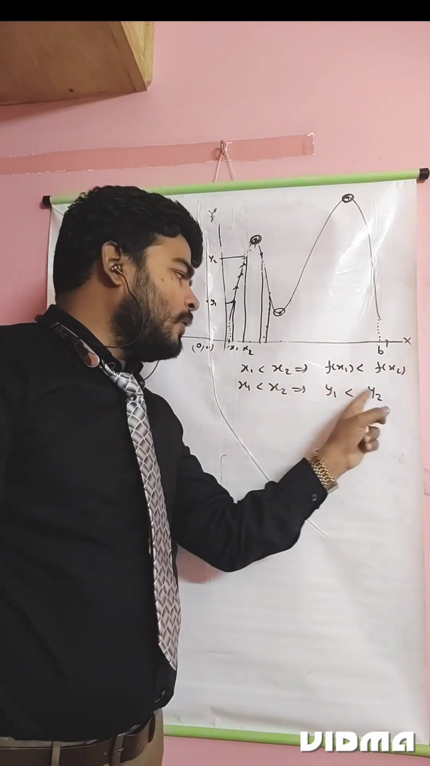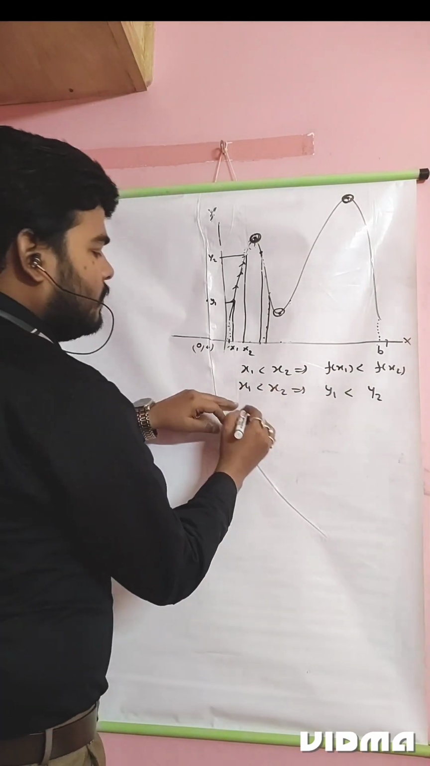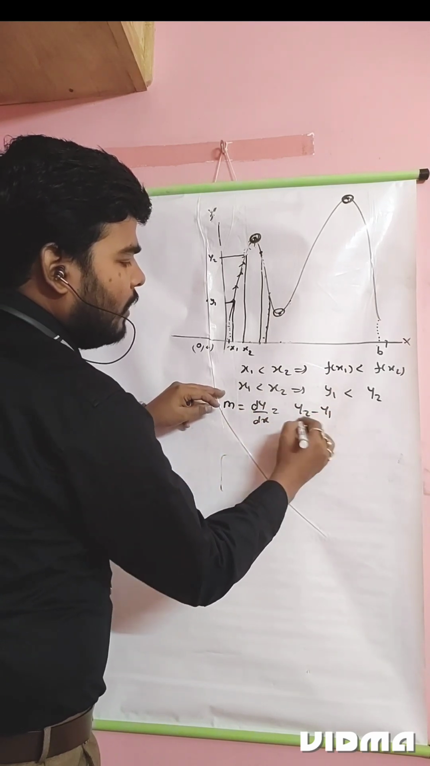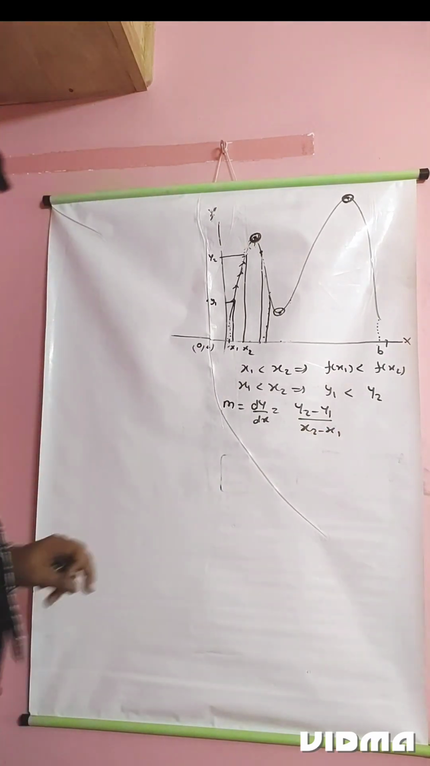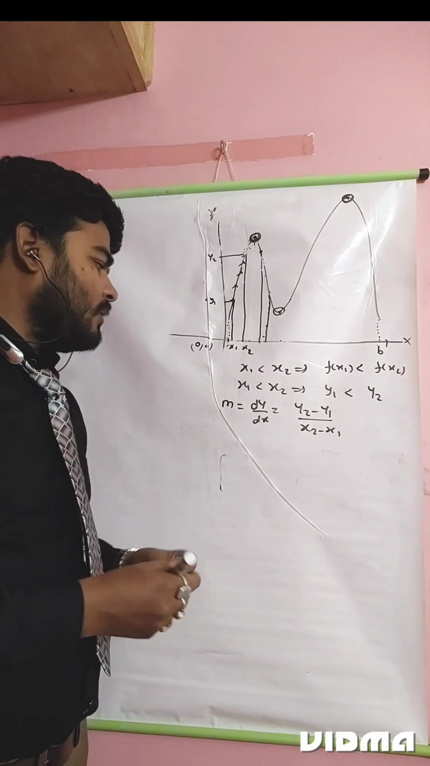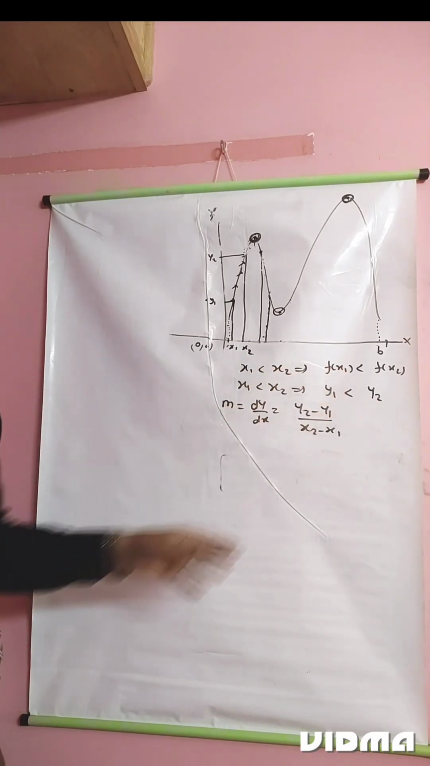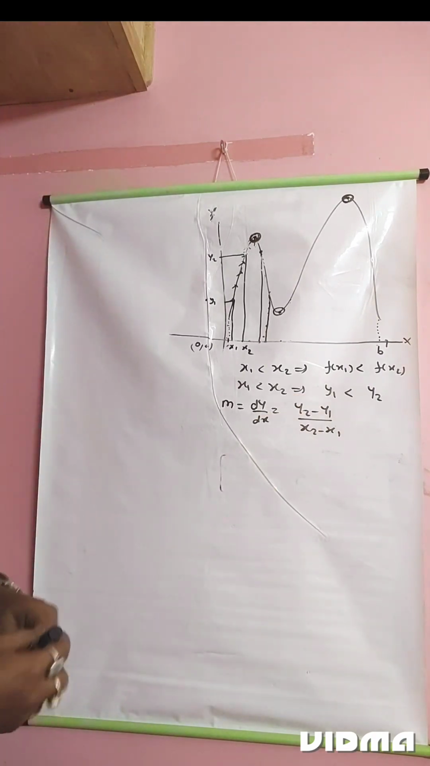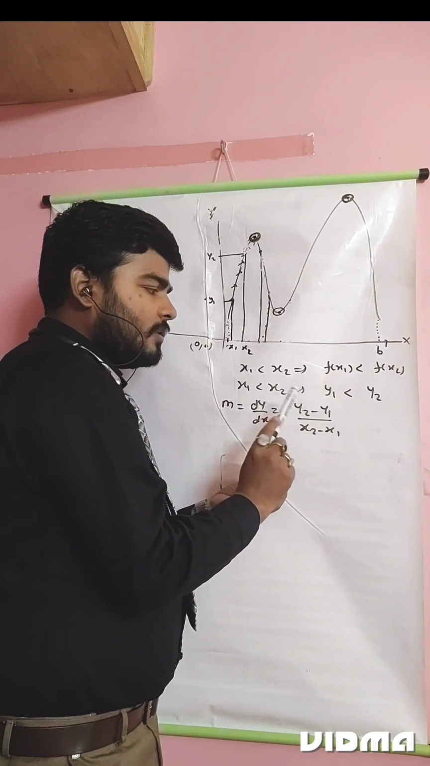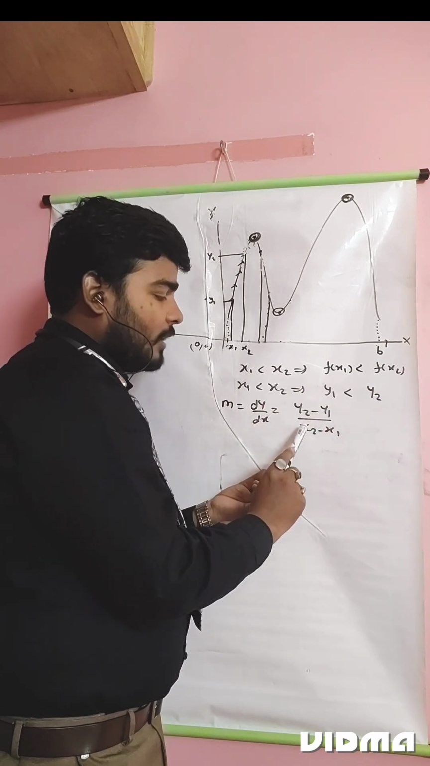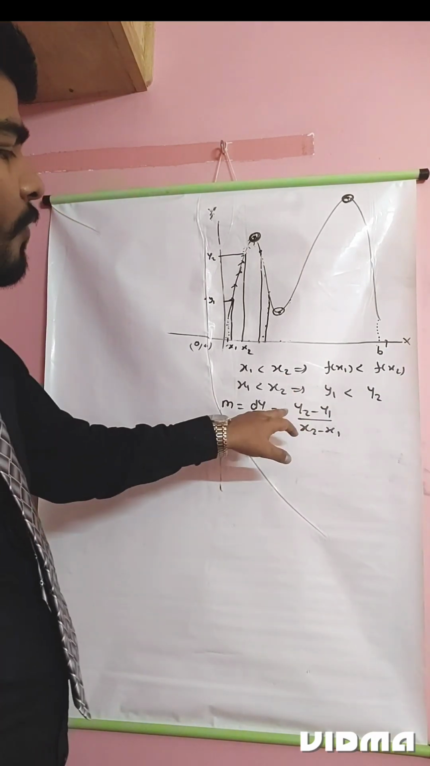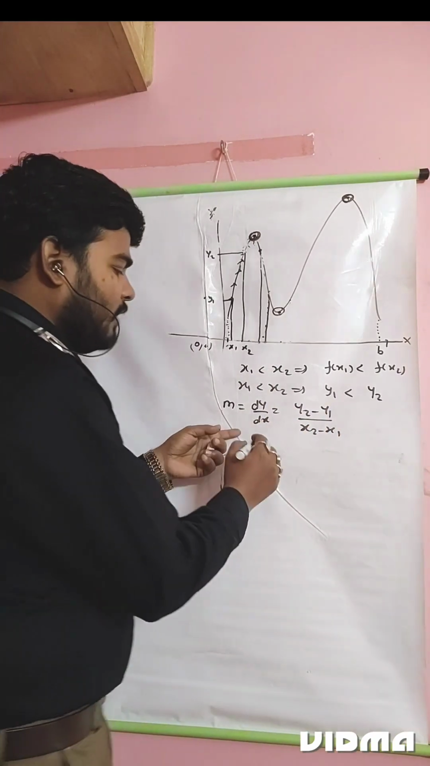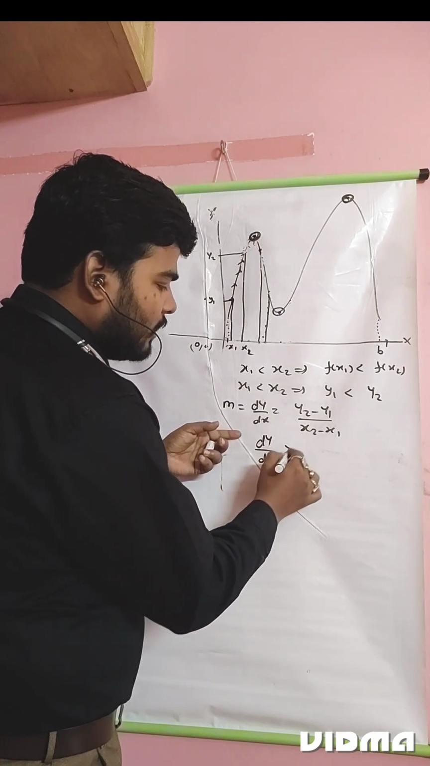That means if y2 is greater than y1, the slope m is equal to dy by dx, which is equal to y2 minus y1 upon x2 minus x1. Essentially, I have cleared this. What is m? M is the slope of the line, which we can find as y2 minus y1 upon x2 minus x1. Since y2 is larger than y1 and x2 is also larger than x1, the difference of y2 and y1 is positive, and similarly x2 minus x1 is also positive. So hence we can say that dy by dx is greater than 0.